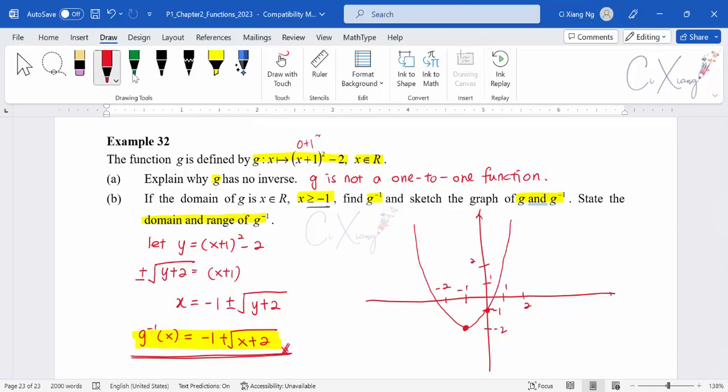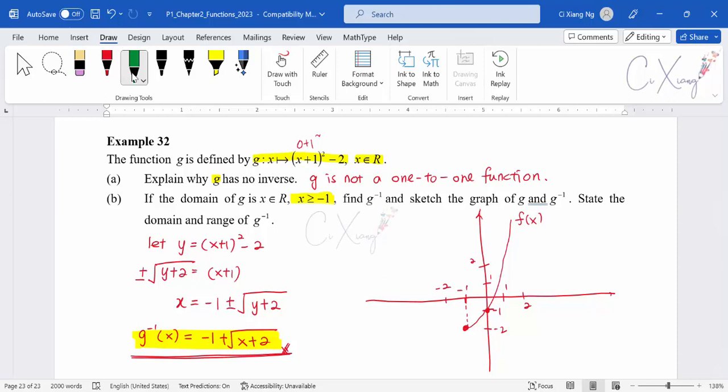Okay, and then for this question, because they want us to focus on only the domain x greater than or equal to -1. So for x greater than or equal to -1, it means that we only want to consider this part of the graph, right? Okay, so I have to erase this part. So the red color part now is actually my original function f(x).